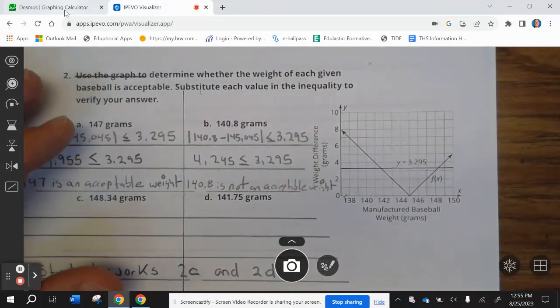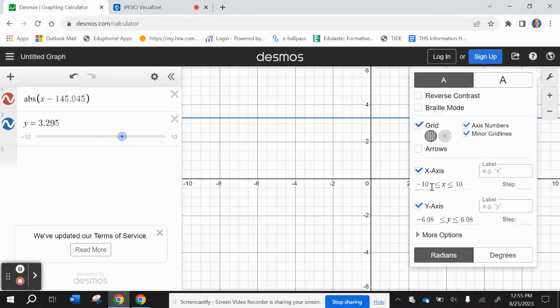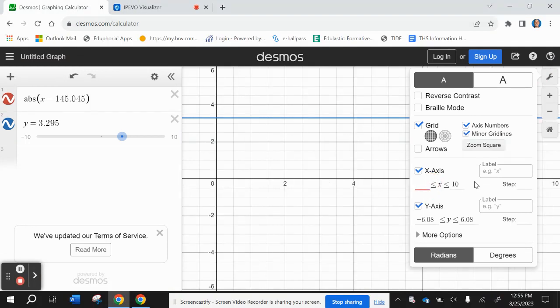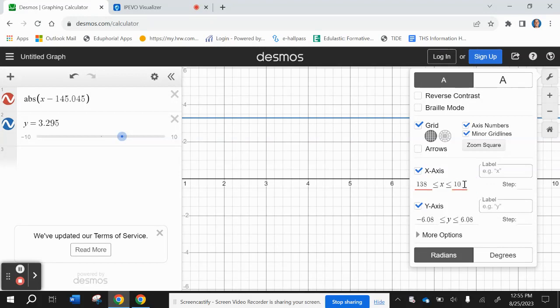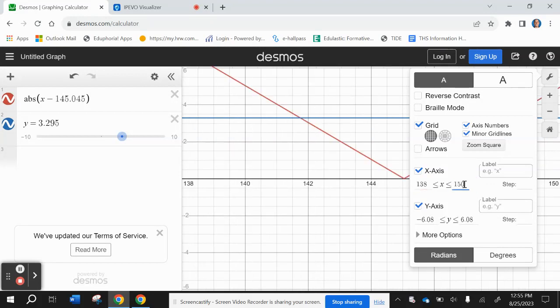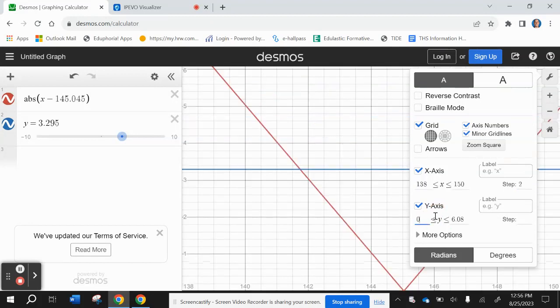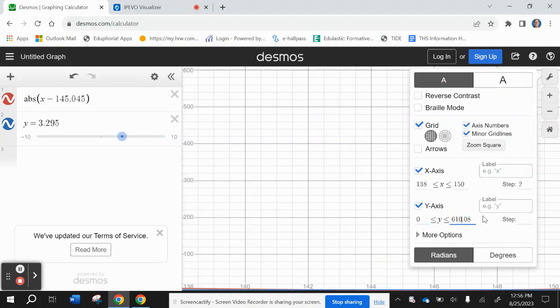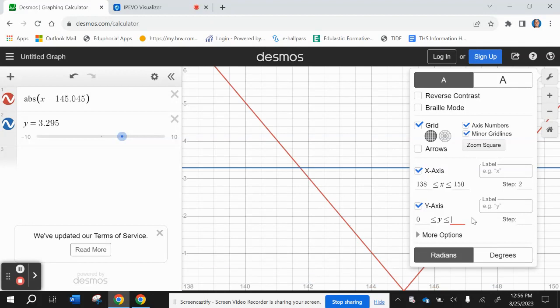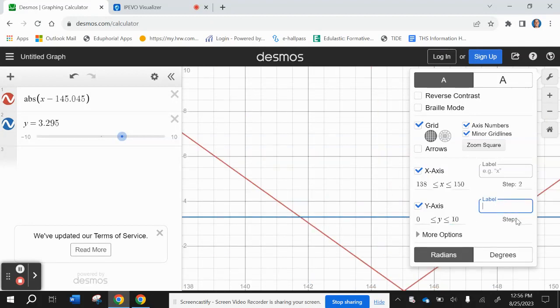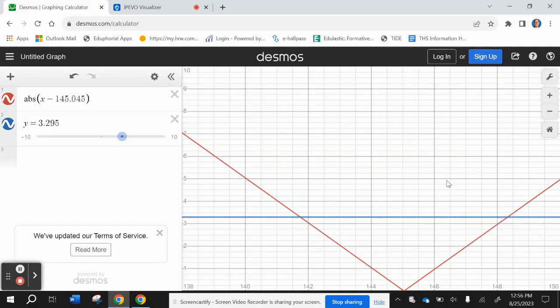And to do that, we're going to click on this tool button, and we don't want it from negative 10 to 10. We want it from 138 to 150. And then it looks like the steps are counting by 2. And then the y-axis we want from 0 to 10. And I've got to delete the numbers to add 10. And we're going to do our step by 1, it appears. Okay. All right. So now we have our graph.